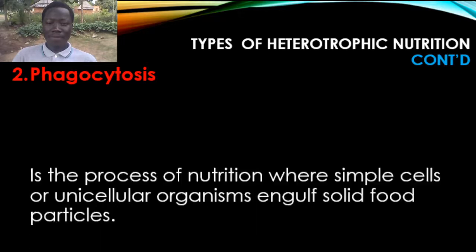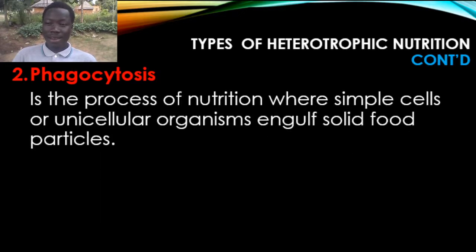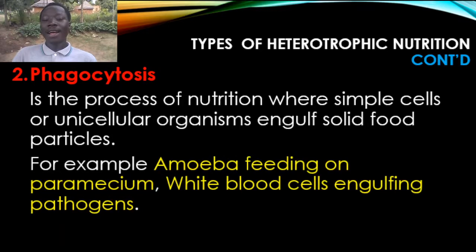We go ahead. The second is phagocytosis. Phagocytosis is sometimes referred to as cell eating. You know how we eat solid food. By definition, phagocytosis is the process of nutrition where simple cells or unicellular organisms engulf solid food particles. Giving examples will make it much clearer: if the amoeba feeds on the paramecium, you can see that the paramecium is a living cell, solid in nature, and it is being eaten by this amoeba, which is a one-celled organism.